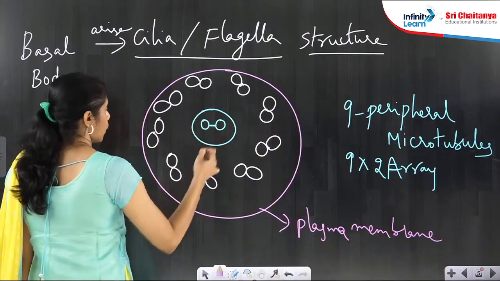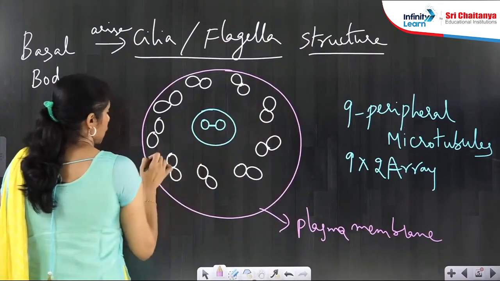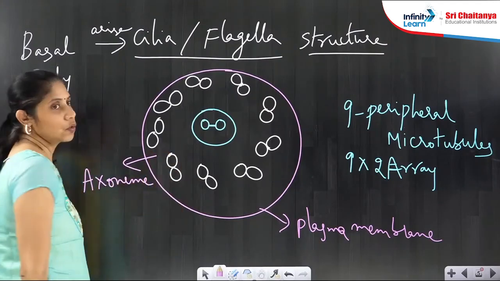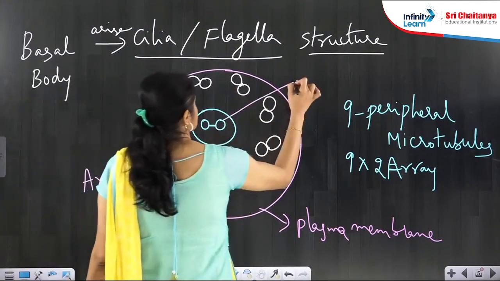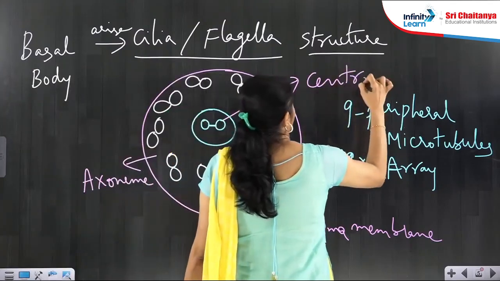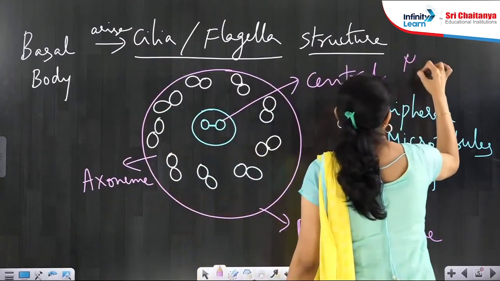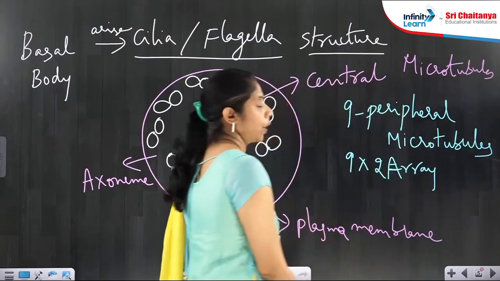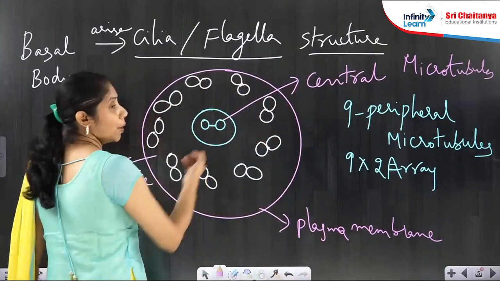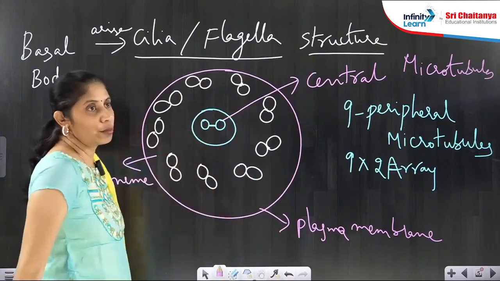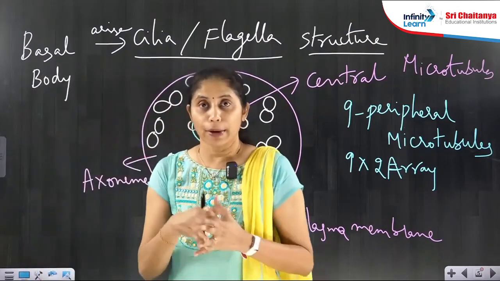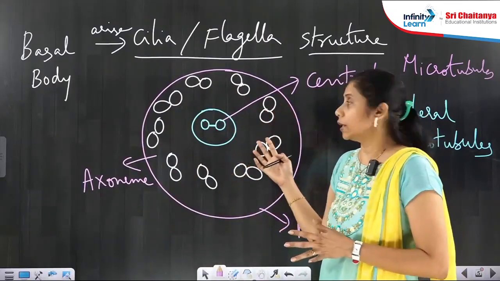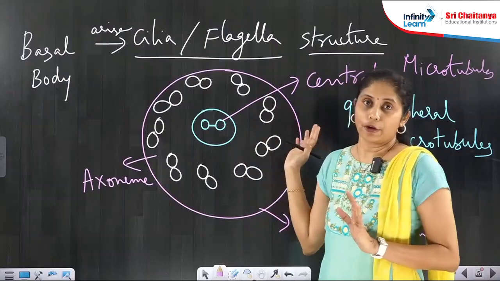And this total inside part, from here to here, is called the axoneme. And these two are called the central microtubules. So you have 2 microtubules in the center and 9 microtubules at the side. The center 2 are called central microtubules, and the peripheral 9 doublets, the 9 doublets, are called peripheral microtubules.